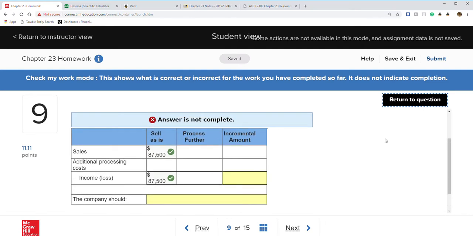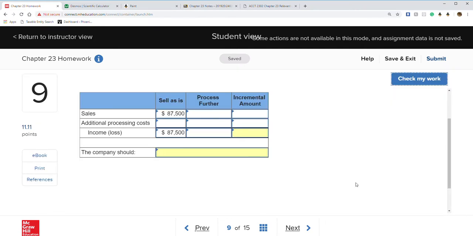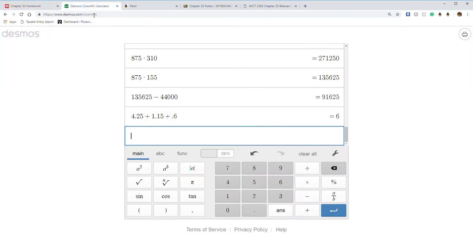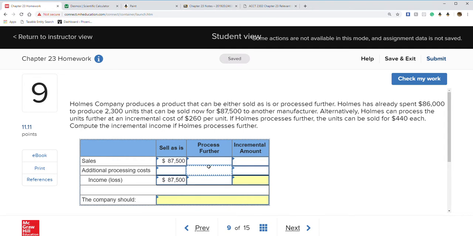And again, check my work, just in case Connect wants to do something weird. It really doesn't. There's no additional processing cost. If we process further though, the incremental cost is $260 per unit. Well, we have 2,300 units, so let's change this. 2,300, not plus, times 260 is 598,000. That's our cost.